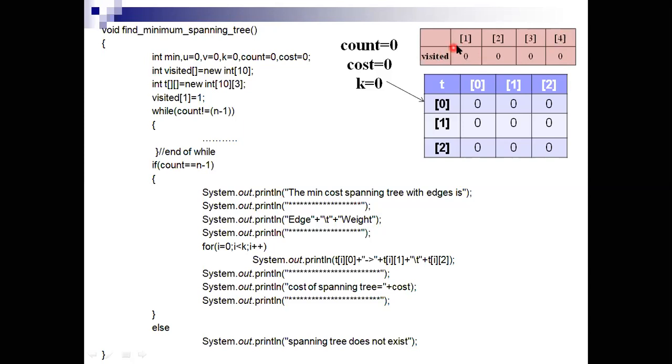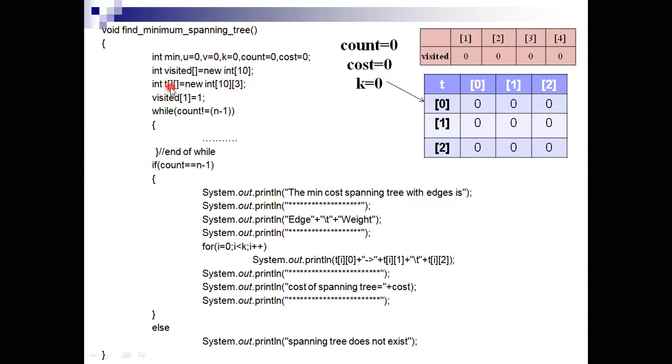Means to say that none of the vertices are in the spanning tree. I have still not included any vertex in the spanning tree. So 0 means it is not in the spanning tree. 1 means it is in the spanning tree. Remember, 0 indicates not in the spanning tree. 1 indicates it is in the spanning tree. So if I write, say, visited of 2 equals 1, means to say now vertex 2 is in the spanning tree. Right? So with this knowledge, we'll go for the next line of the code.